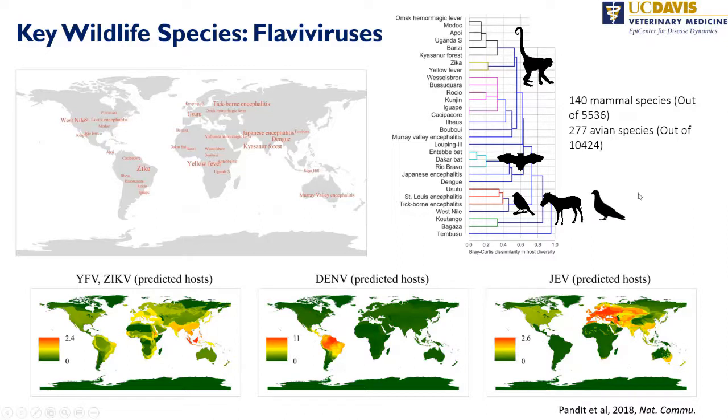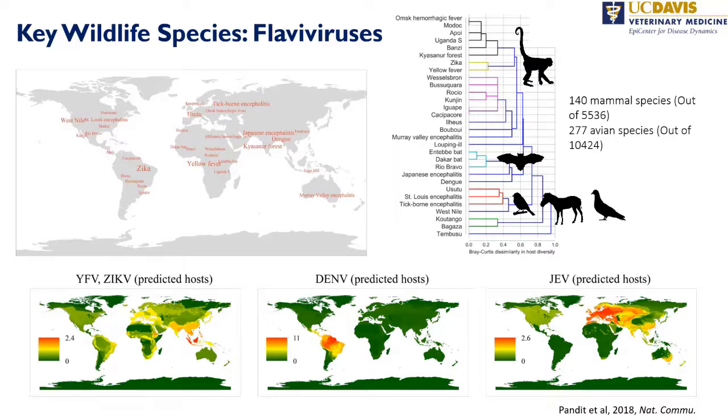So this over here, the dendrogram, as you can see, we basically went into the literature, and all the flaviviruses that are listed over here are zoonotic flaviviruses. And you can see a tiny Zika virus over here, a tiny yellow fever virus over here. Some of you might be familiar with the dengue virus. Some of you might be familiar with West Nile virus, those who are in the western part of the world. Of course, Japanese encephalitis is very well known. And then the Kyasanur forest virus that I was talking about. So all these viruses are zoonotic flaviviruses.